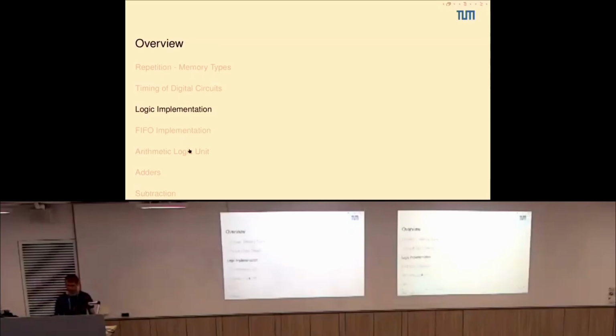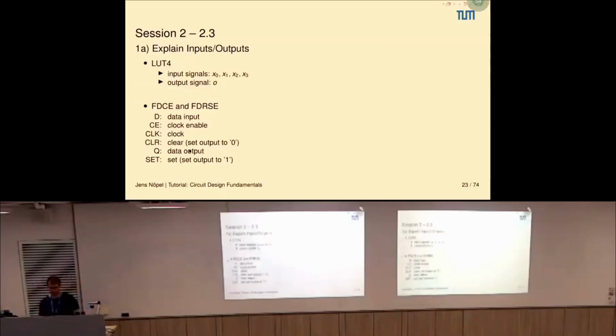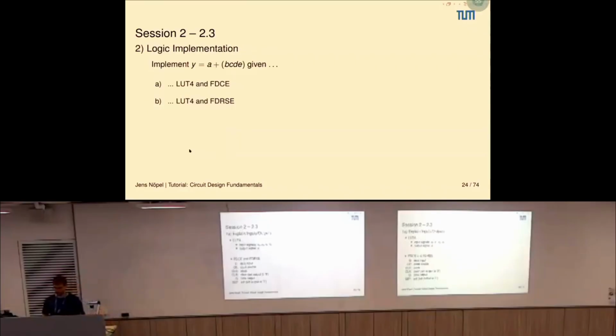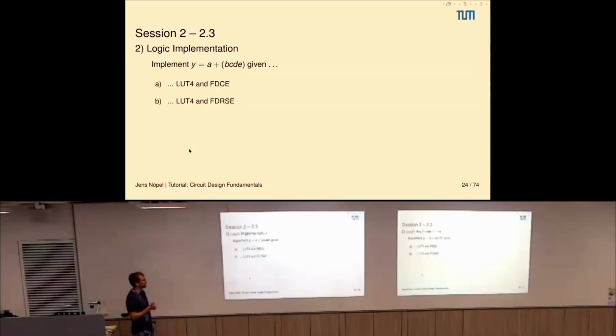Next topic we discussed last Friday was logic implementation. So we had given some logic primitives. We had multiple lookup tables that have 4 input signals and 1 output signal, and 2 different types of flip-flop. One had an additional set, so not only a clear signal, and this enabled us to do some optimizations. But first have a look at what happens if we want to implement this logic functionality A or B, C, D, E.